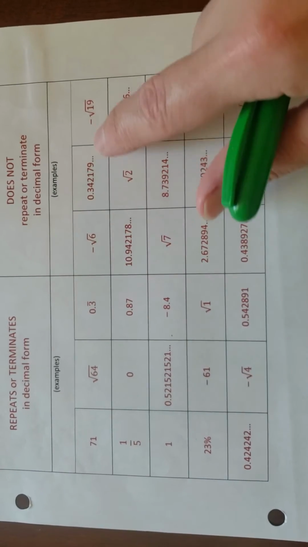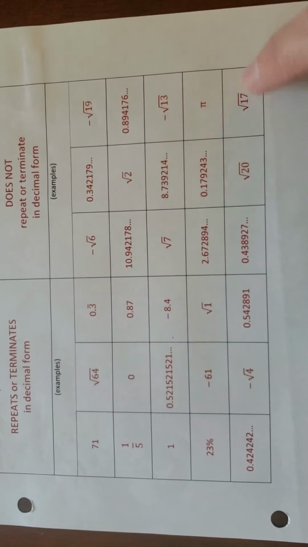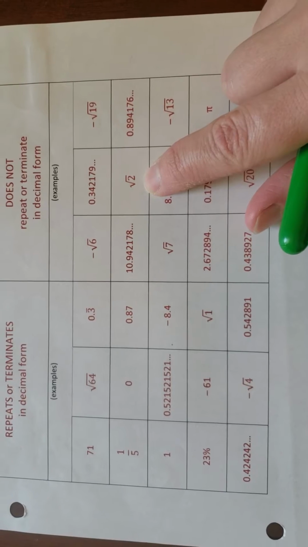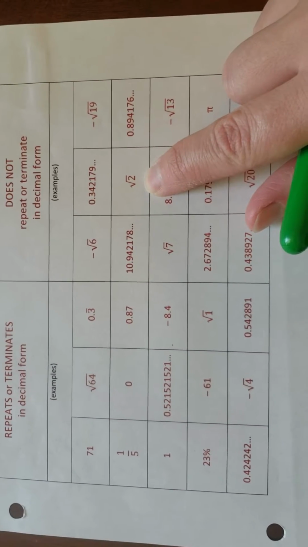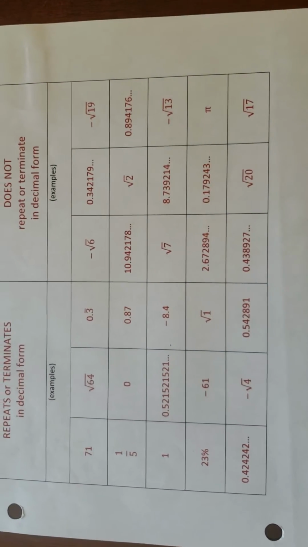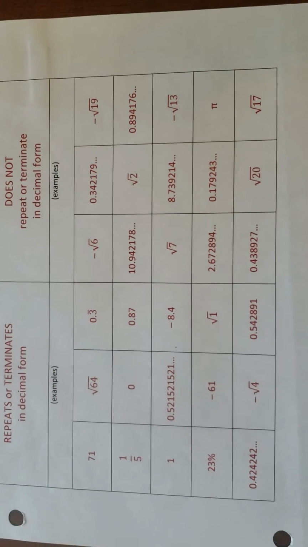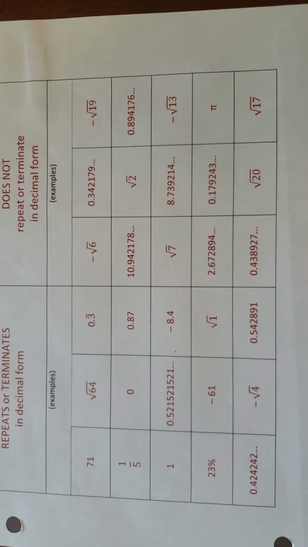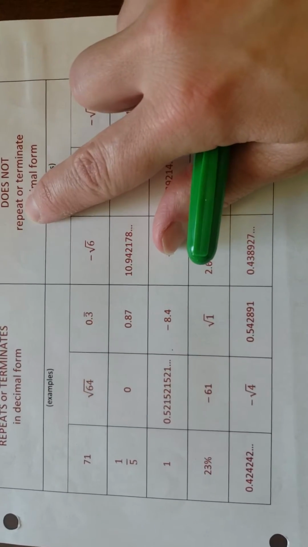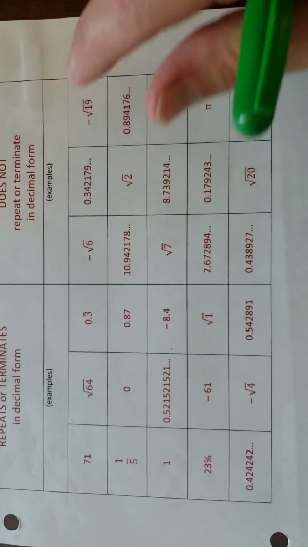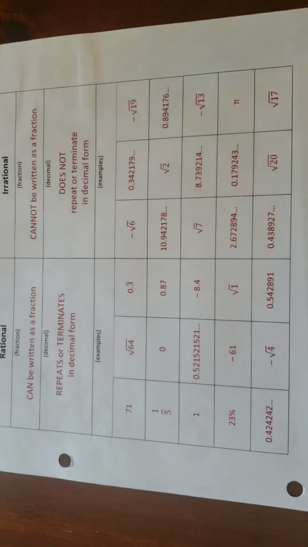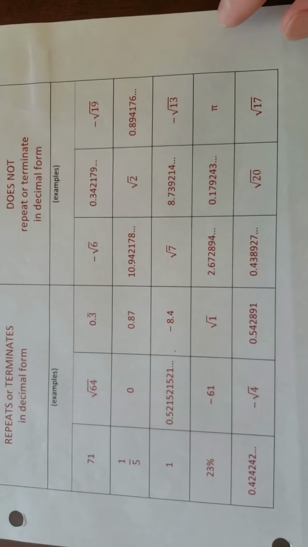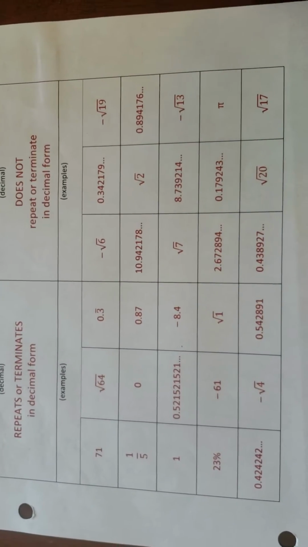But if you plug in these numbers into a calculator, you would get some kind of crazy decimal. So for example, the square root of 2 is 1.419, I think, and it goes on and on and on. If you look at that, there's no indication of repetition, and there's no end to that decimal. So therefore, it does not repeat or terminate in its decimal form. I can't write it as a fraction. So therefore, that square root is irrational.